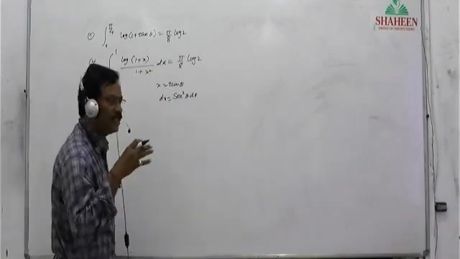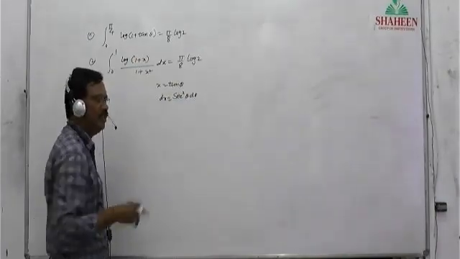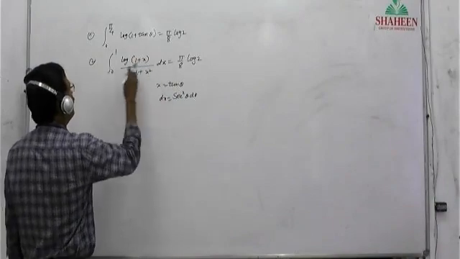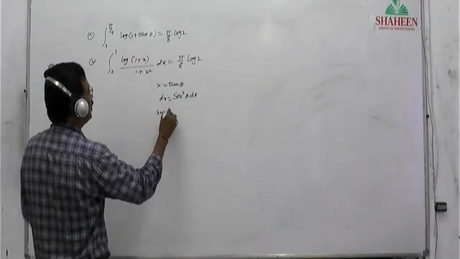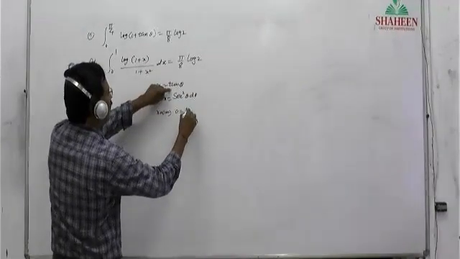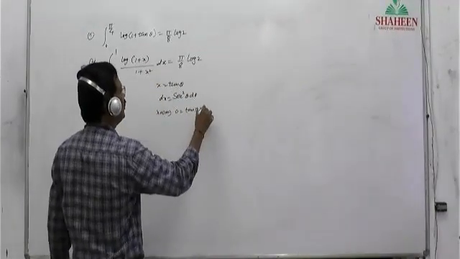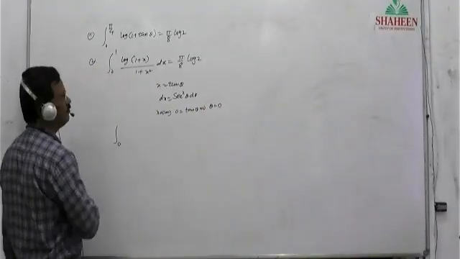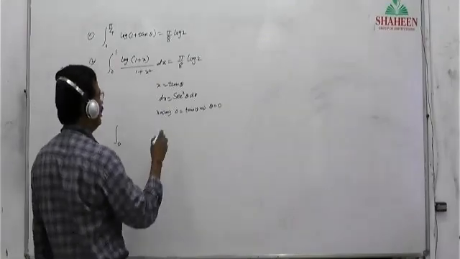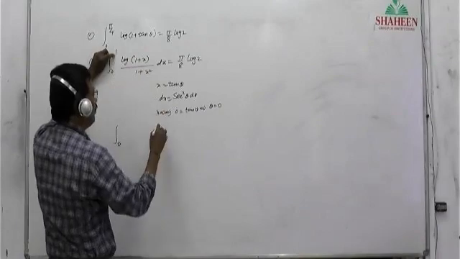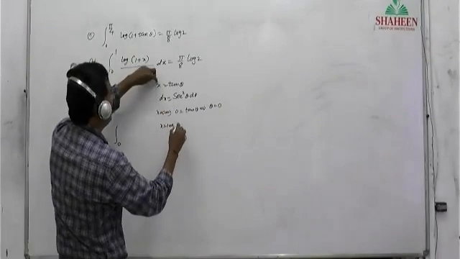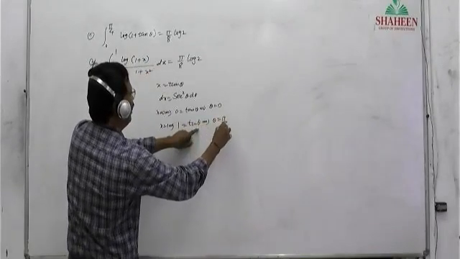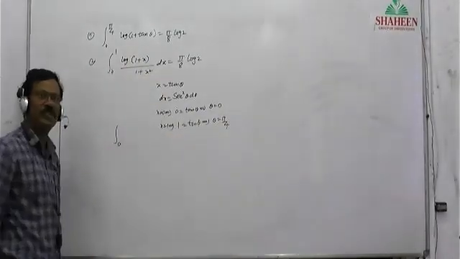Now if we substitute x is equal to tan theta, then we have to change the limits also. The lower limit of x is 0. If x is equal to 0, then tan theta is 0, so theta is 0. Therefore the lower limit is 0. Now the upper limit of x is 1. Put x is equal to 1, so 1 is equal to tan theta. Then theta is 45 degrees, because tan 45 is 1. Therefore theta is pi by 4.